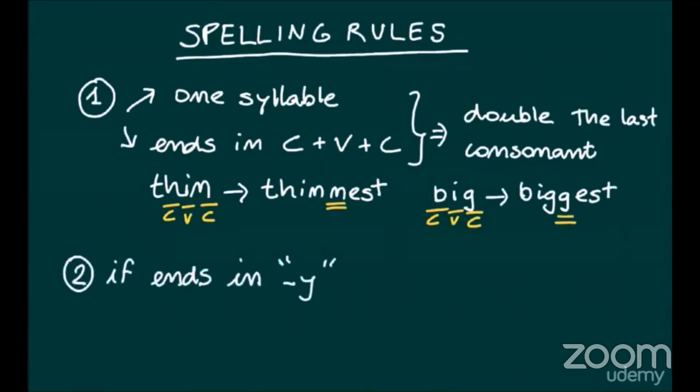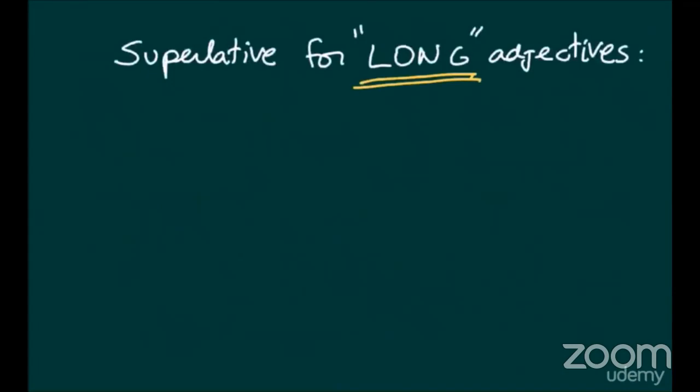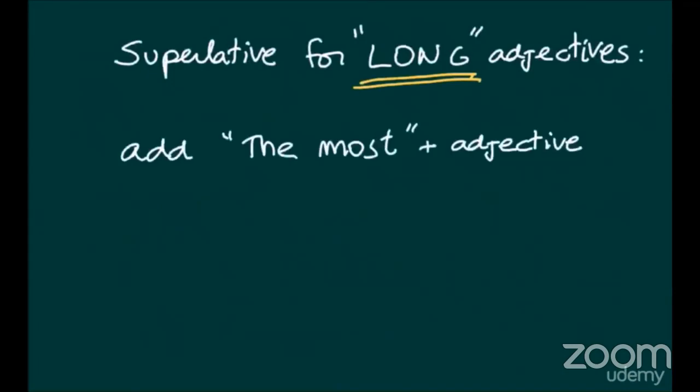2. When the adjective ends in Y, change Y for IEST. Like in easy, the superlative is the easiest. Or funny, the funniest. To create a superlative sentence with long adjectives, we add the most before the adjective. Look at the examples.